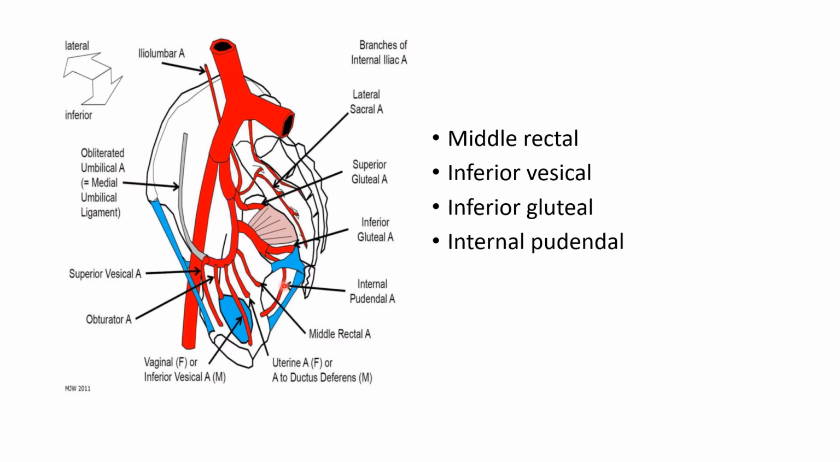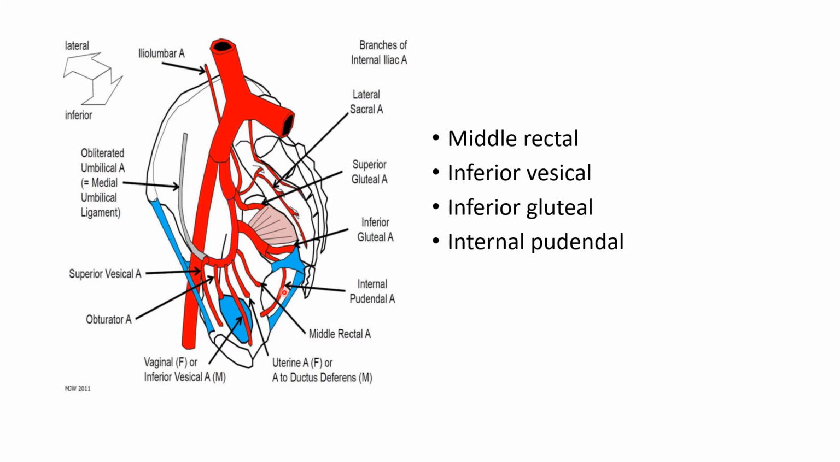The last one is the internal pudendal artery. It is the other terminal branch of the anterior division and leaves the pelvis through the greater sciatic foramen between the piriformis and coccygeus muscles. The artery crosses the dorsal surface of the ischial spine, where it is related medially to the pudendal nerve. So this one is the internal pudendal artery.